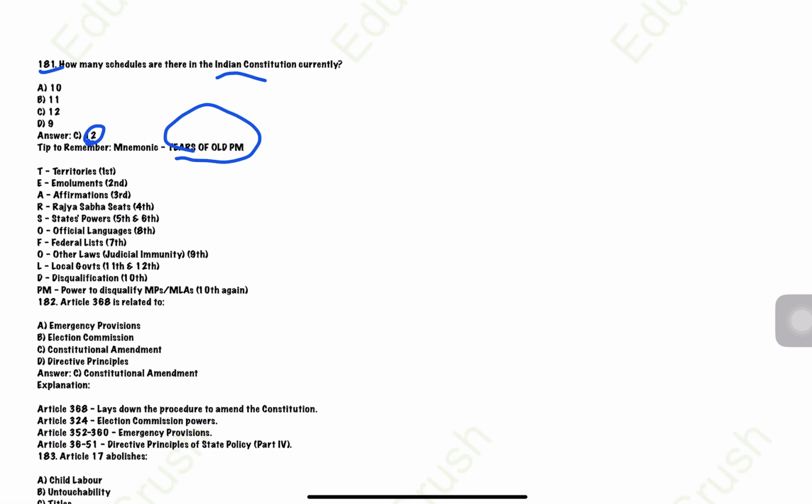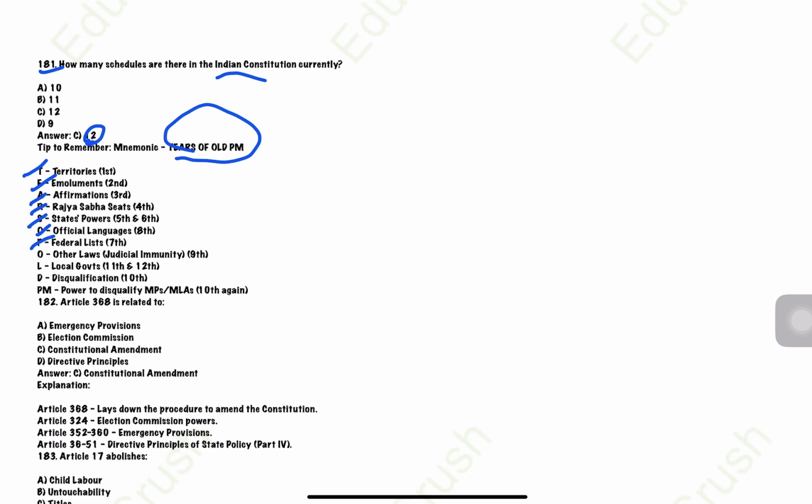So T stands for territories, first schedule. E, emoluments, second. A, affirmations, third schedule. R, Rajya Sabha seats, fourth schedule. S, states powers, so fifth and sixth schedules. O stands for official languages, 8th schedule.